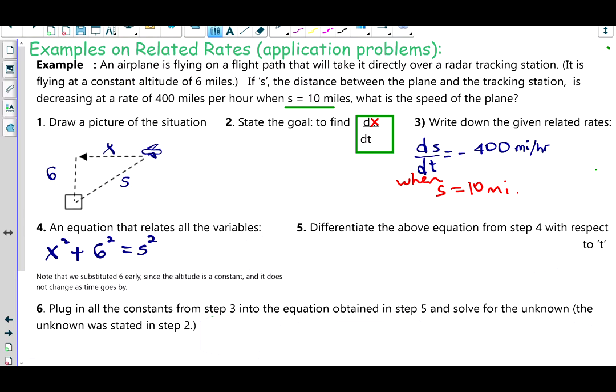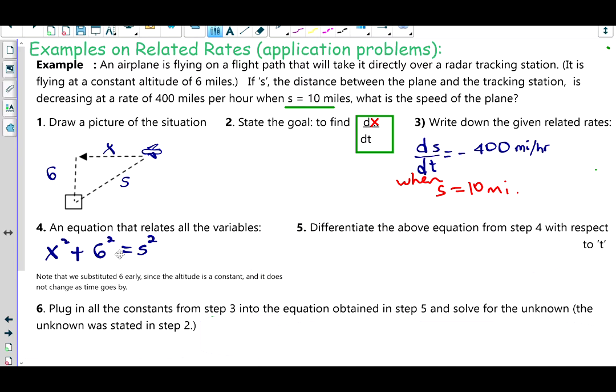And at this point, what do we do with this equation? Do you remember? Yes, if you said differentiate both sides with respect to time, you were correct. So 2x dx/dt is the derivative of the first term. The constant 6 squared is just 36.